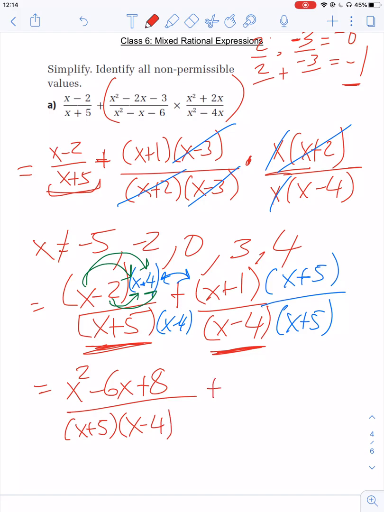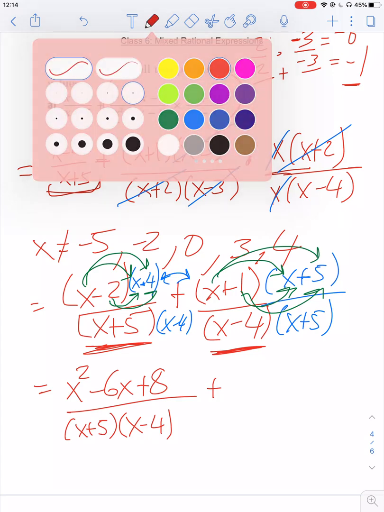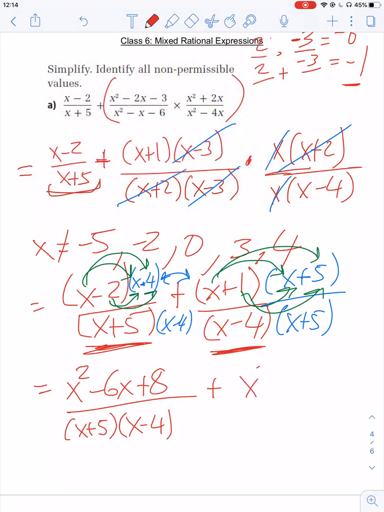Now let's do the same thing up here. I'm going to do this fairly quickly now. So x times x will give me x squared, and then x times 5 will give you 5x, and then 1 times x will just give you x. So this will become plus 6x. So x squared plus 5x plus x, which is 6x, and then 1 times 5 is just 5. And then you have the same denominator.